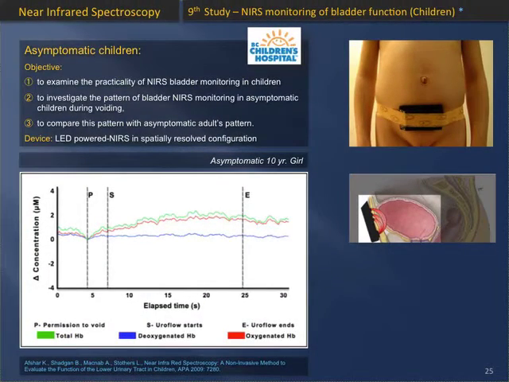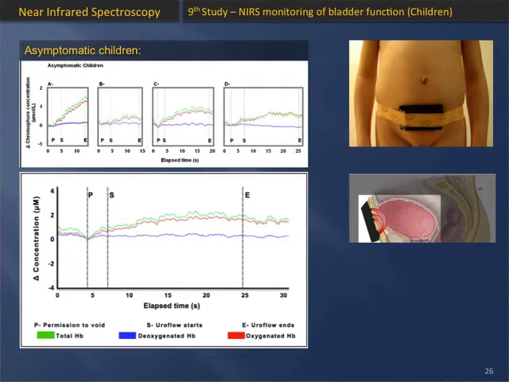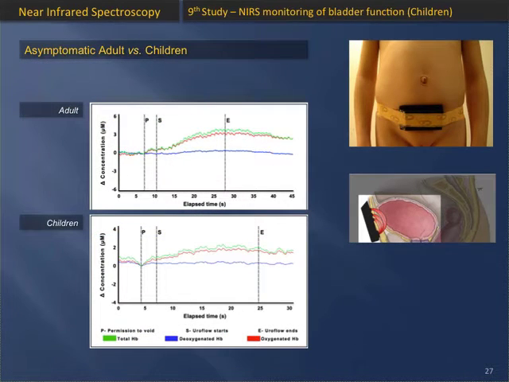After adults, we moved to some children cases. We collaborated with Dr. Afshar at General Hospital, and first of all, we tried to see what is the normal pattern of voiding in asymptomatic children. That was pretty similar to what we observed in adults. Again, an initial rise upon permission to void, then a gradual larger increase in total hemoglobin and oxygenated hemoglobin, and then a gradual decrease at the terminal phase or after voiding, when uroflow finished. That was a reproducible and consistent pattern over different cases, different children. And as you can see here, the adult normal pattern and children normal pattern are pretty similar.